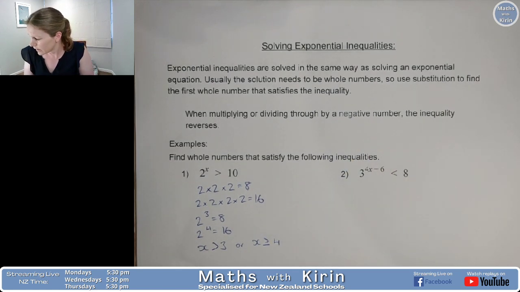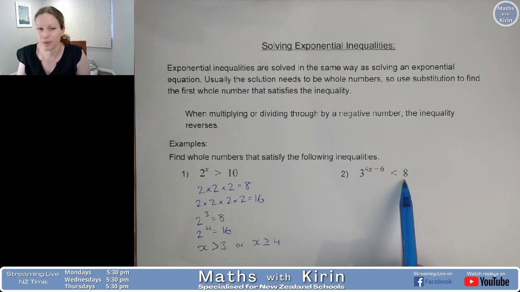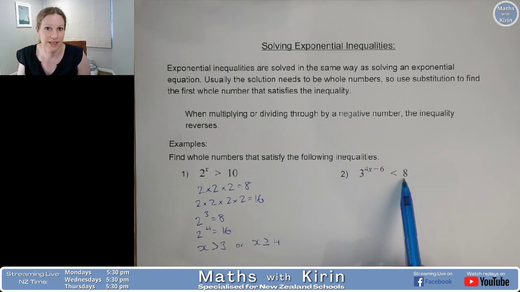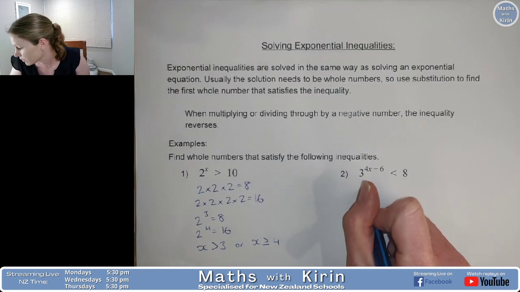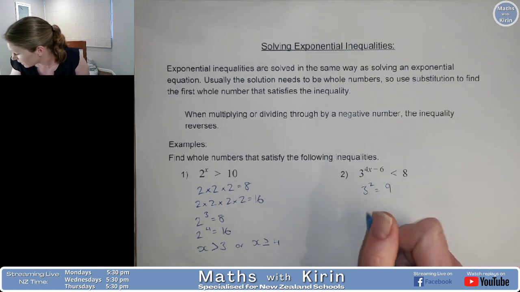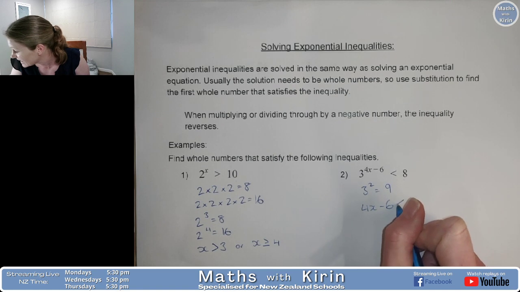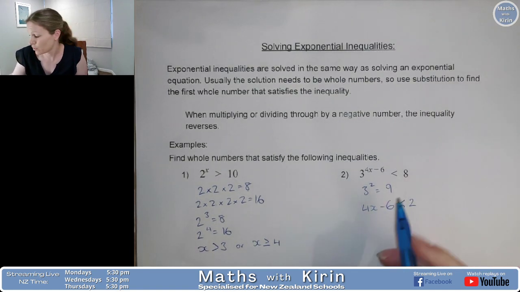The second example here, we've got 3 to the power of 4x minus 6 needs to be less than 8. So the first thing we want to do is figure out 3 to the power of what would give us something less than 8, and then we can deal with the 4x minus 6. So 3 squared is equal to 9. We know that. So that means that 4x minus 6 needs to be less than 2. Okay, because if it is 2, then we're too high.